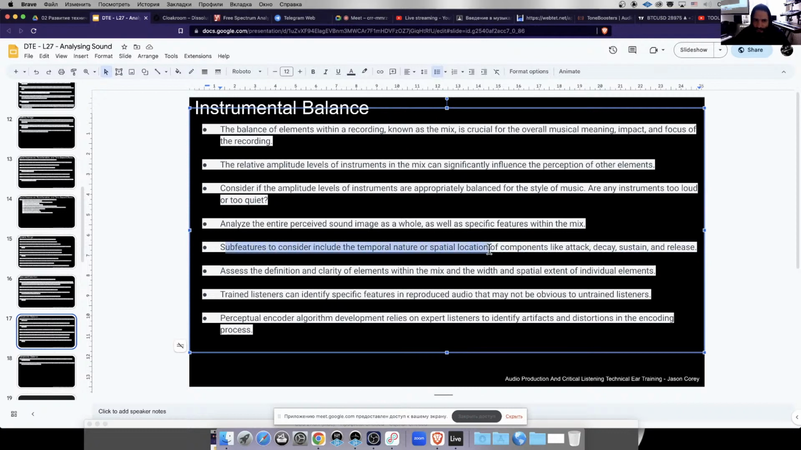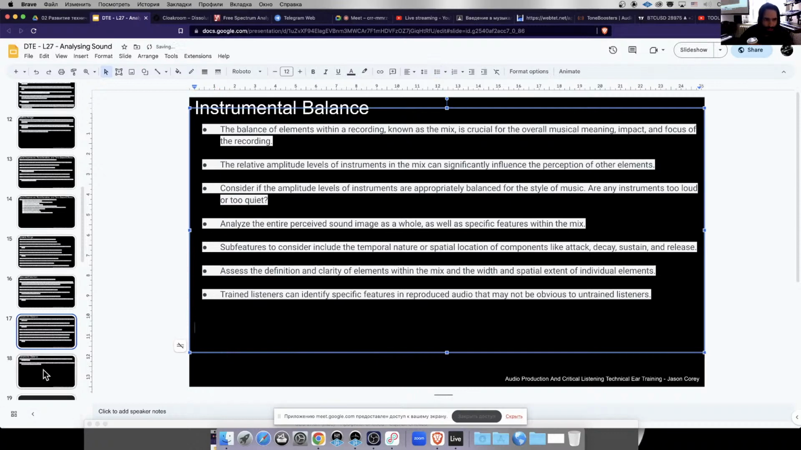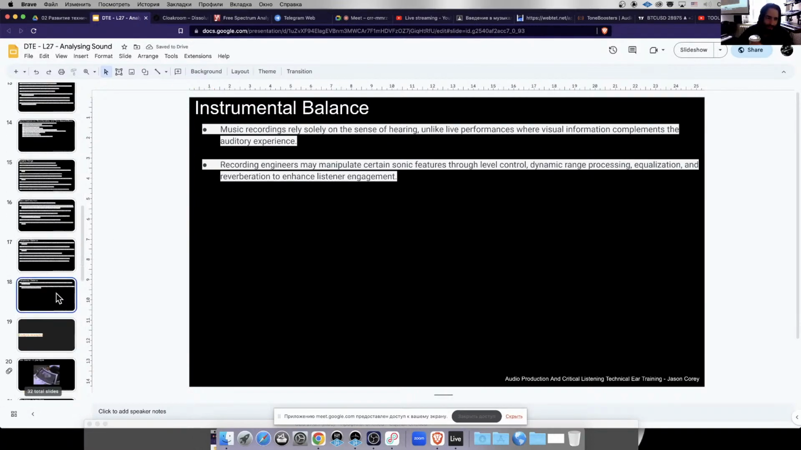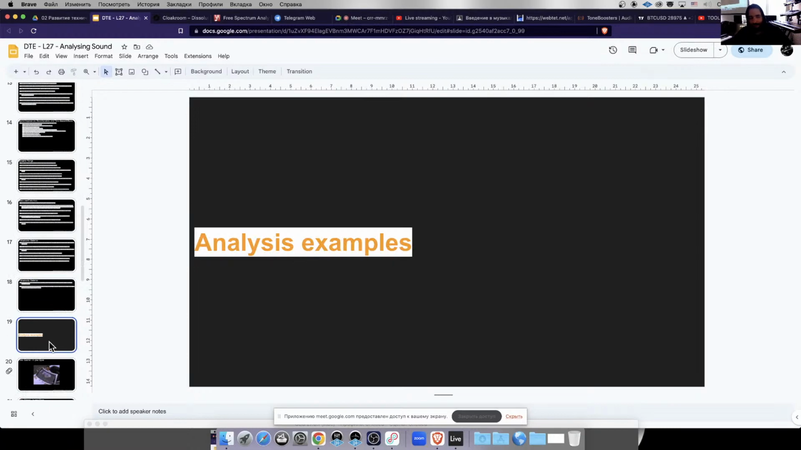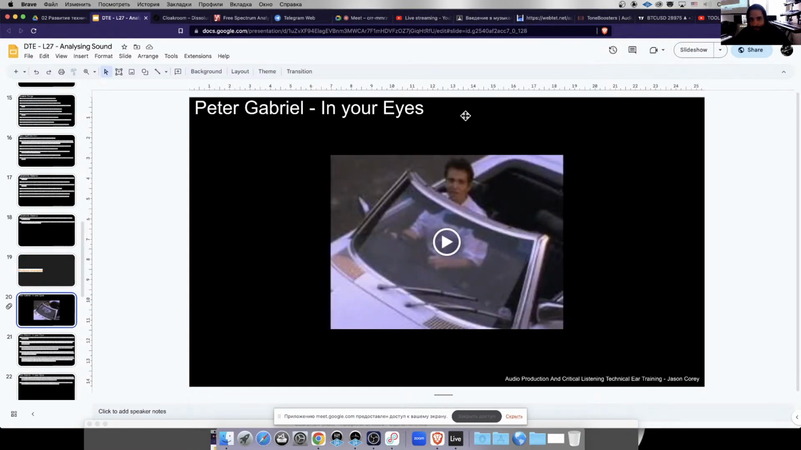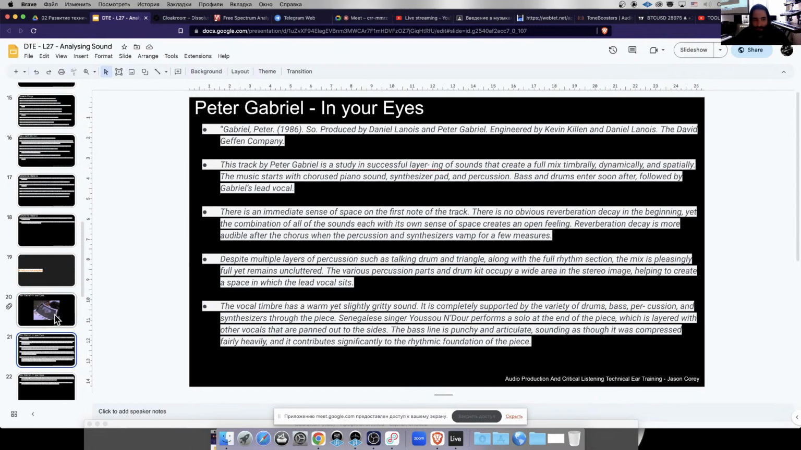Sub features to consider include the temporal nature of spatial location components like attack, decay, sustain, and release. You also think about not only the instrumental balance, but also the attack, decay, sustain, and release of each instrument. Trained listeners can identify specific features in reproduced audio that may not be obvious to understand. That's obvious. I'm going to delete this point, I don't need it. There's nothing special there, I can tell you. Now, he analyzed this song by Peter Gabriel.